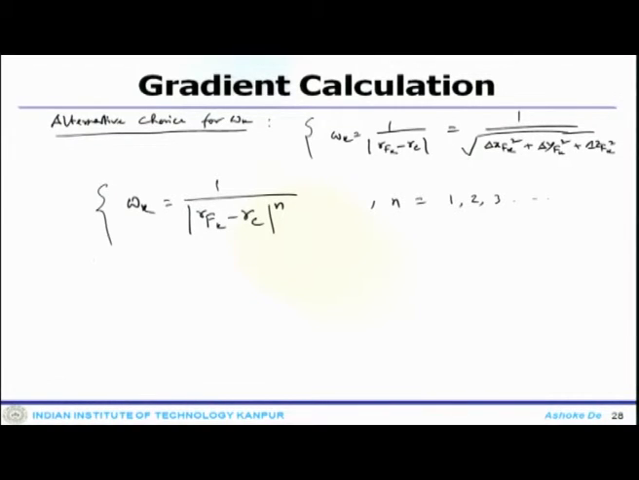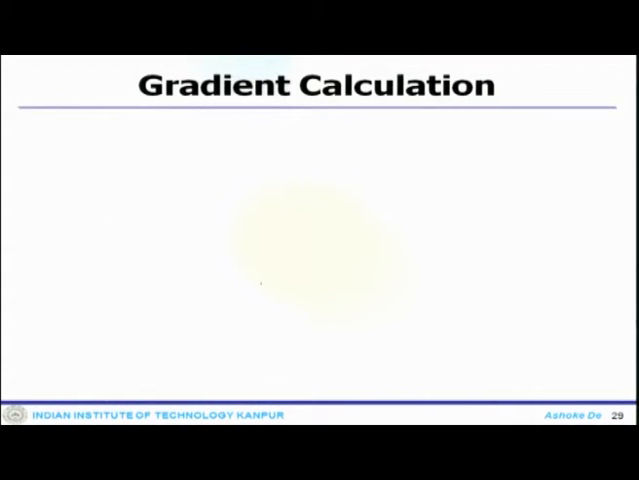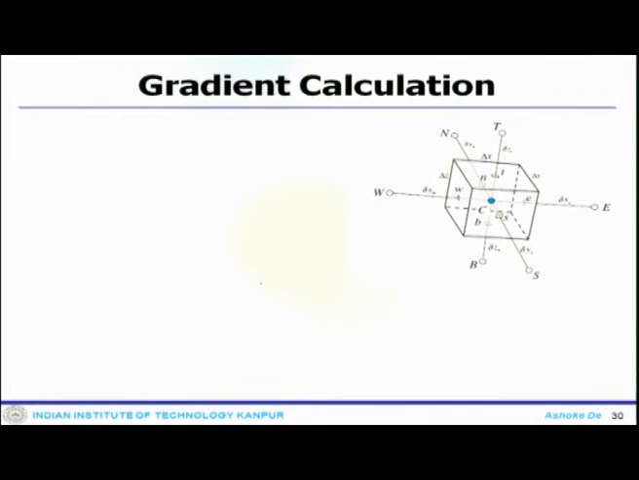So, one can show that. What we have said is that the divergence based gradient is essentially a special case of the least square formulation. So, from the formulation that we have for the least square approximation, one can also obtain the divergence based gradient, and we can see that. Let us take a simple Cartesian stencil.